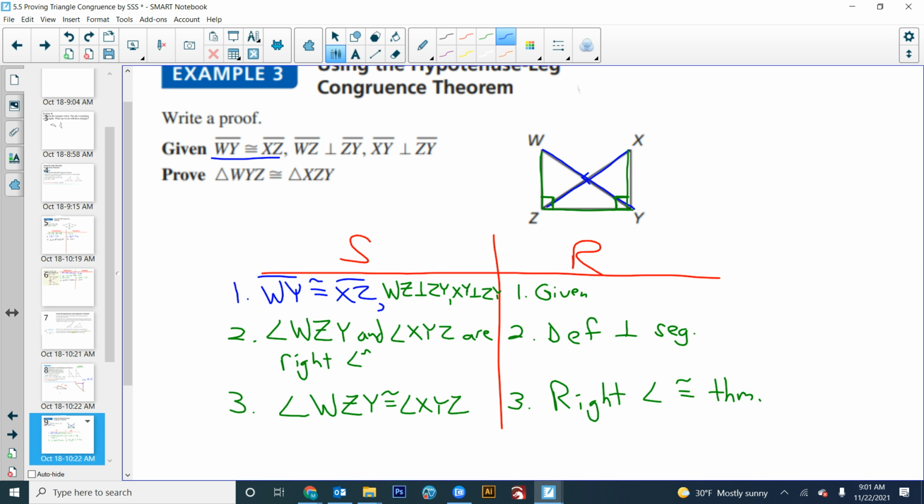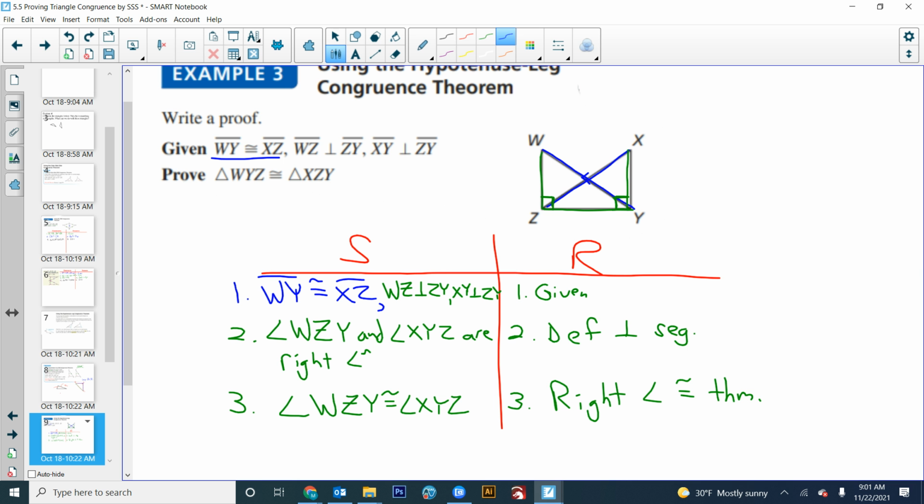Now, this one's obvious because we just learned what HL was when we're practicing HL. You're not going to have that benefit. You might get to a proof where you're like, oh, wait, am I going to use SSS here? Am I going to use SAS here? Am I going to use HL? I don't know. So in this one, we have the benefit of knowing, but pretend you didn't.